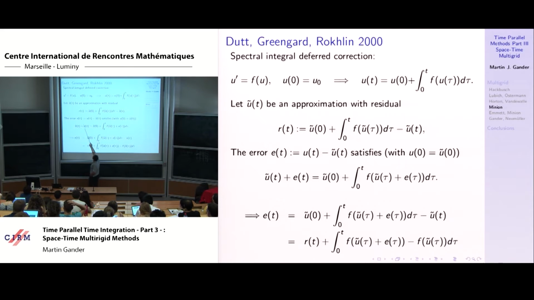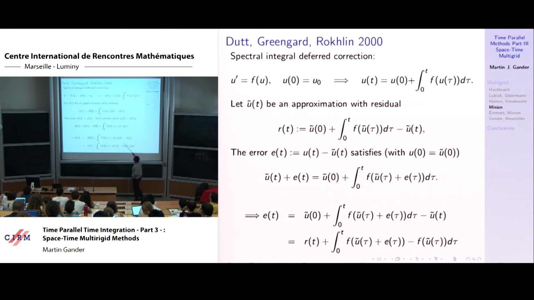Now the error is again the difference between the exact solution and my interpolated Euler solution. I assume that I start with the correct initial value. So this u0 there is also the u tilde 0. And then I can write on the left u(t). u(t) is exactly this quantity. And on the right, I just put the u tilde. And again, the u I replace by u tilde plus e. Now I have an integral equation for e, for the error. I can solve for e. I have to evaluate this integral equation.